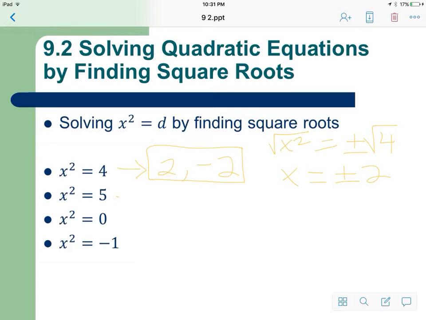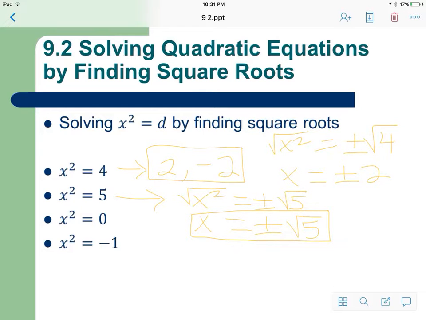For the second one, we're going to do the exact same thing. This time you're going to take the square root of x squared is equal to plus or minus the square root of 5. And since 5 is not a perfect square, your answer will just be as is, plus or minus the square root of 5. So for number 2, you would write a final answer there. That's just so you can see that if it's not a perfect square, then you can leave it in square root form.